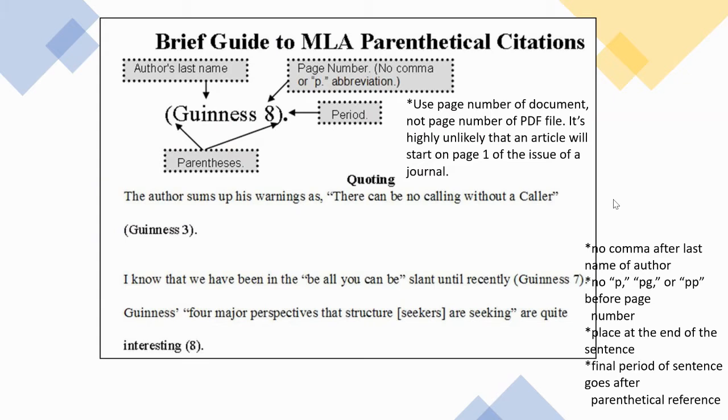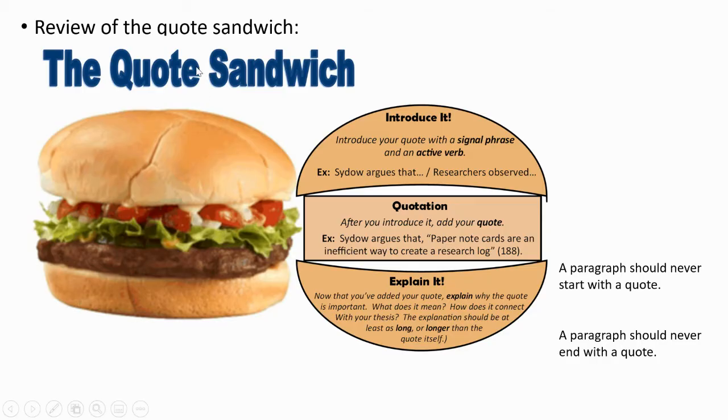A little bit more on parenthetical documentation. Remember that within the parenthetical documentation, you need the last name of the author and the page number, unless you already have the last name of the author in the lead-in. If you already have the last name of the author in the lead-in, as you do here, you do not need to repeat it in the parentheses. So just avoid repetition, that's all.